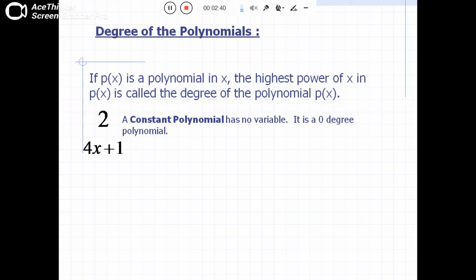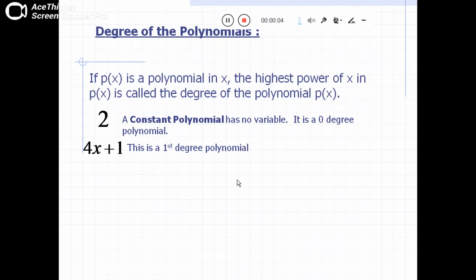Second example is 4x plus 1. In this the variable is x and its highest power is 1. So its degree is 1. This is a first degree polynomial. It is also called a linear polynomial. It means a polynomial of degree 1 is called a linear polynomial.